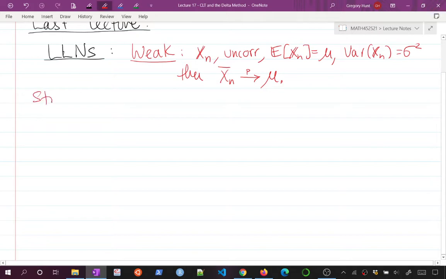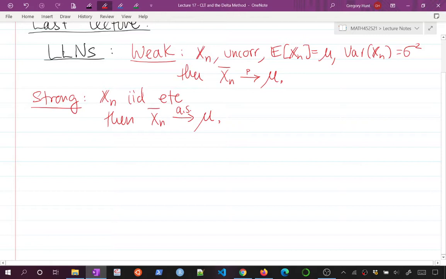We also had a stronger form of the law of large numbers. There, we not only needed uncorrelatedness, but we needed the xn's to be independent. So they're independent, they have a mean mu, they have a variance sigma squared. If that's true, then x bar n converges almost surely, in a stronger way, to the mean mu.